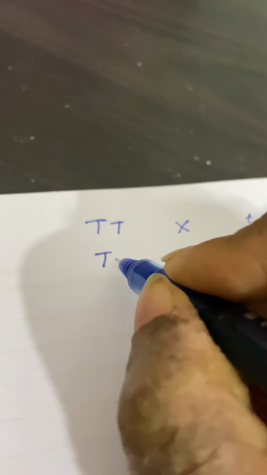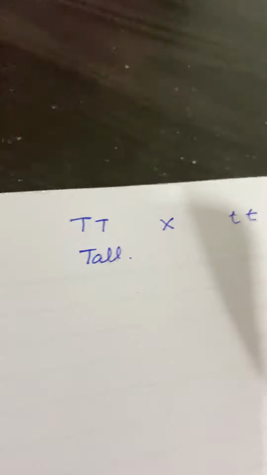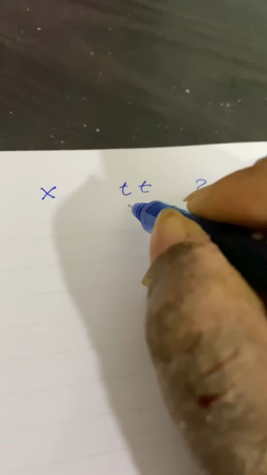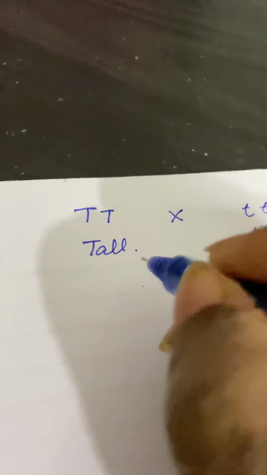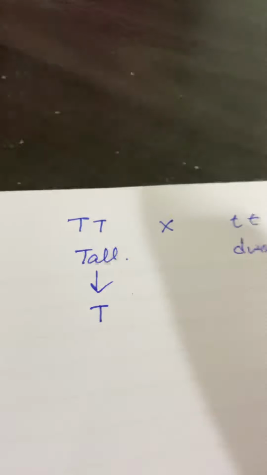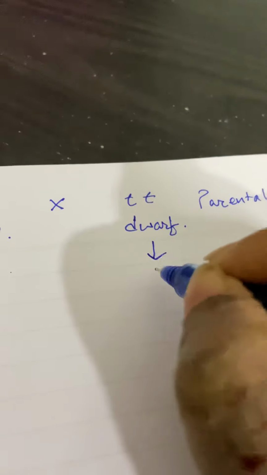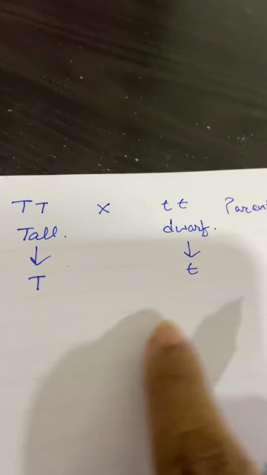They don't have the heterozygous thing. They only have homozygous ones, either homozygous dominant or homozygous recessive. So this is a homozygous dominant tall plant, and this is a homozygous recessive dwarf plant. Now from here, the gamete that was formed was capital T, and from here the gamete that was formed is small t. No other gametes can be formed, right?